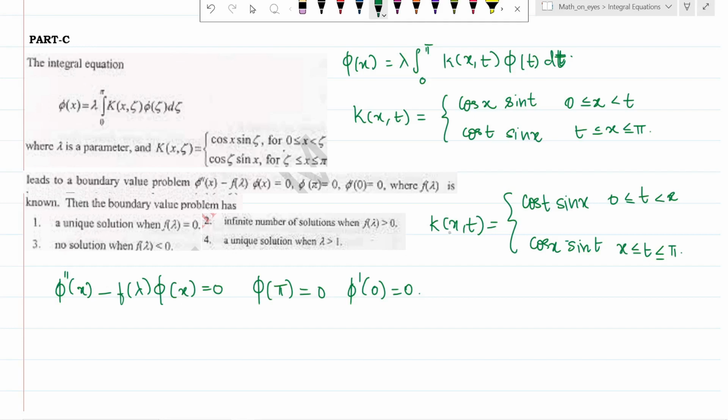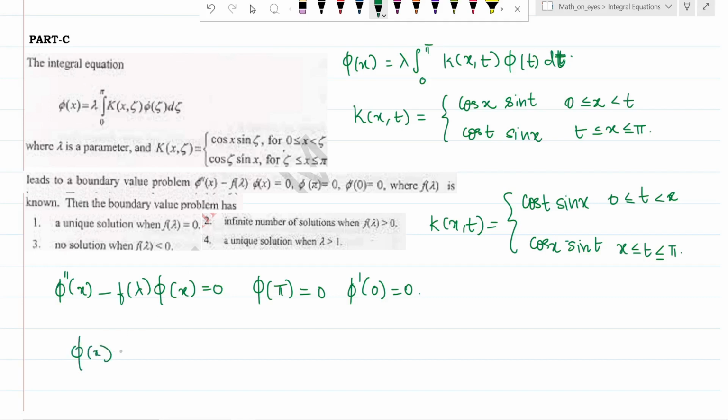First we will find the kernel in this integral equation, and then we will evaluate phi of x, and then we will take the Leibniz rule to evaluate phi dash of x and phi double dash of x. Finally we will find the value of f of lambda, and then we will determine whether it is having a unique solution or infinitely many solution depending on f of lambda.